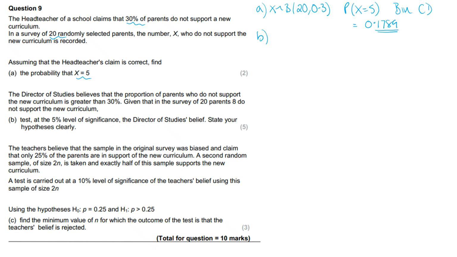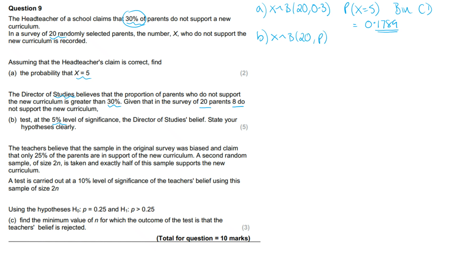In part B, we've then got a director of studies, so a different teacher, believing that the proportion who do not support the curriculum is greater than 30%. So the 30% is the default of what we have at the moment, but this teacher thinks that that is wrong. So given that 8 out of the 20 do not support, we're doing a hypothesis test at the 5% level, and we need to state our hypotheses clearly. So we've got X being binomially distributed with 20 and P.